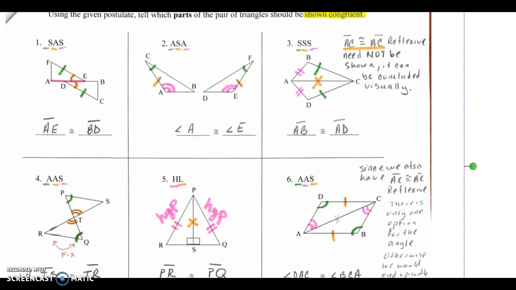We did the same thing for most of the other examples here. AC is congruent to AC is reflexive.